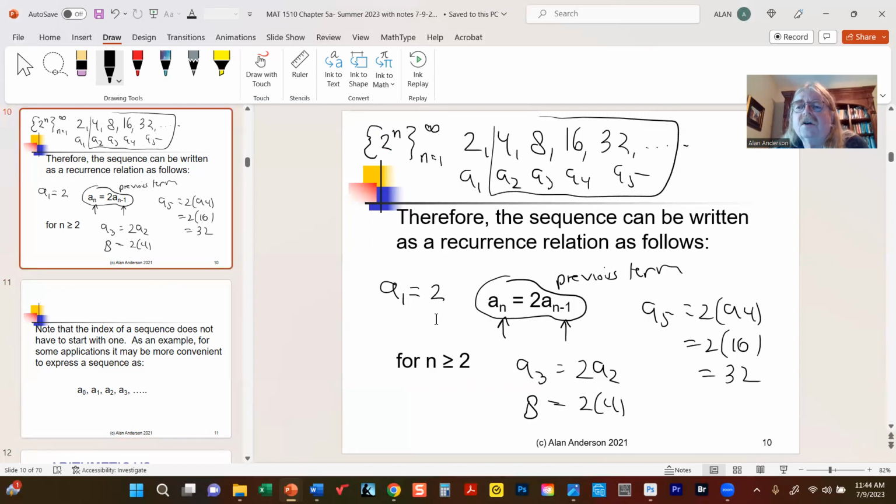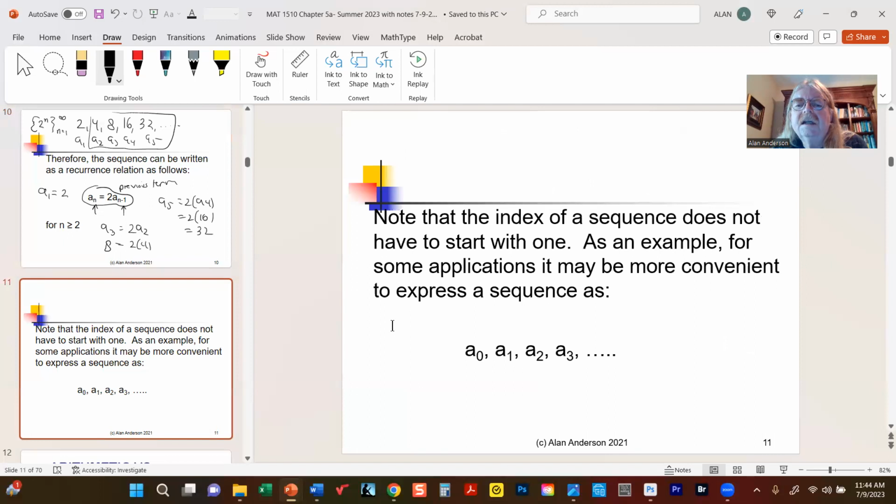None of them is the correct one. It's just that you'll use the one which makes the most sense for whatever application you're working on. And again, we notice that the sequence doesn't have to start at 1. It could start at 0.